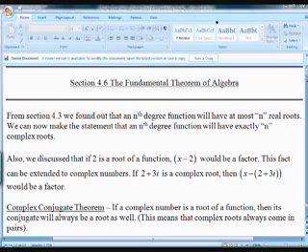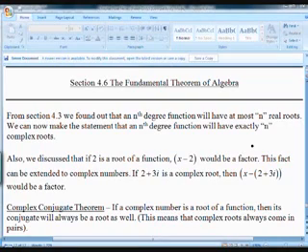So if you've got a third degree function, you have 3 roots. Some of them are real, some of them complex. Well, actually, all of them are complex because real numbers are complex as well. Also, we discussed that if 2 is a root of a function, this is a little bit of a review. If 2 is a root, then x minus 2 would be a factor.